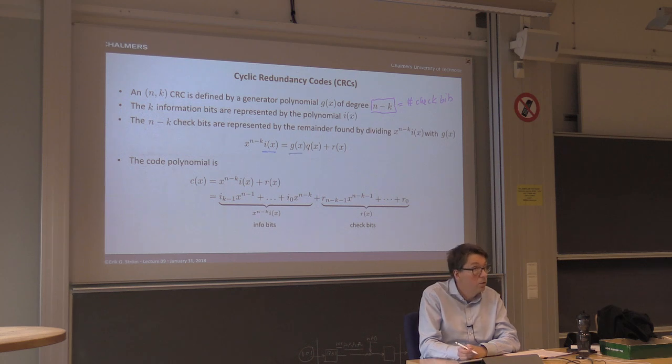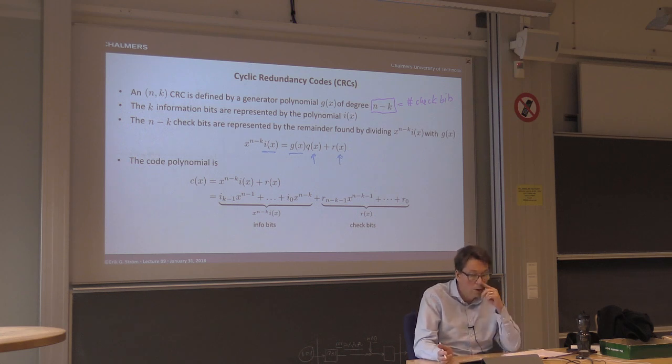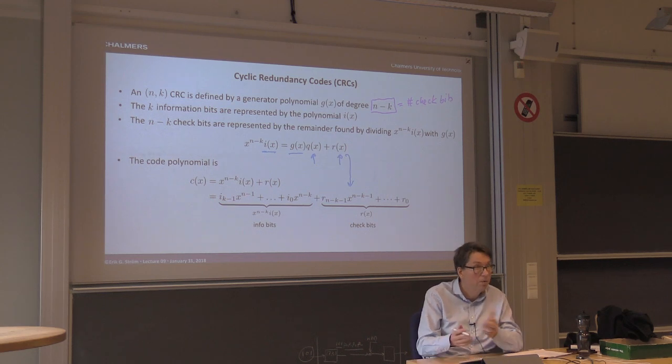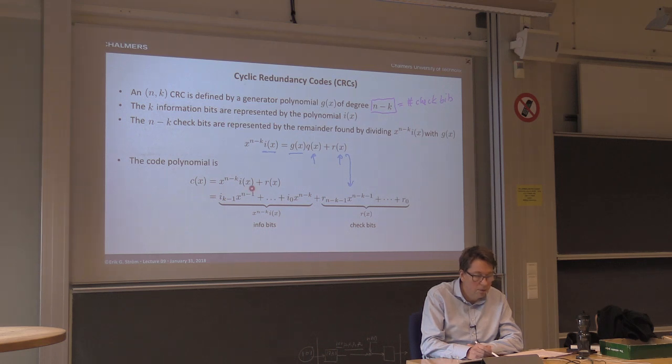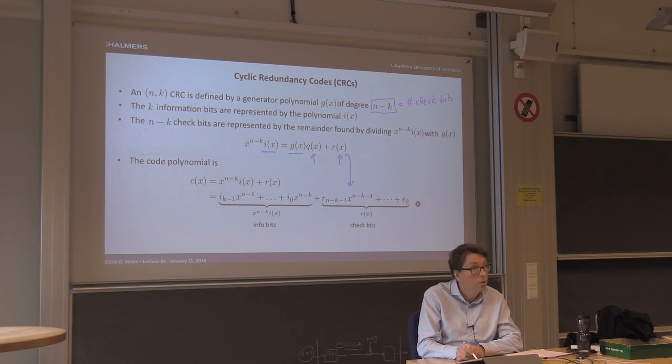So g is given to us. So we calculate q and r. We don't care about q. We only care about r. And this r is then copied down to the code word that we transmit. So we have a systematic code here. So the code polynomial is the information bits plus the remainder. Okay, which means that we have the information bits in the beginning here, i_{k-1} down to i_0. So these are the k information bits. And then we have some check bits here to the right.